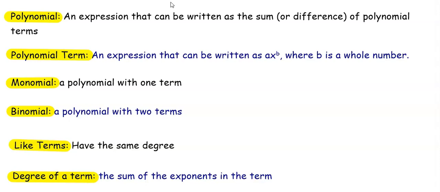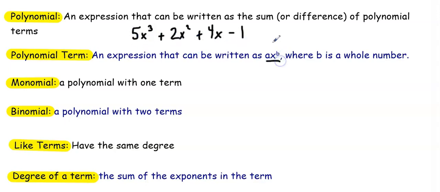So a polynomial is an expression that can be written as the sum or difference of polynomial terms. And a polynomial term is an expression that can be written as ax to the b power, where b is a whole number. So what I'm talking about here with a polynomial is we can have, for example, 5x to the third plus 2x squared plus 4x minus 1. This polynomial expression has 4 terms, 1, 2, 3, 4.